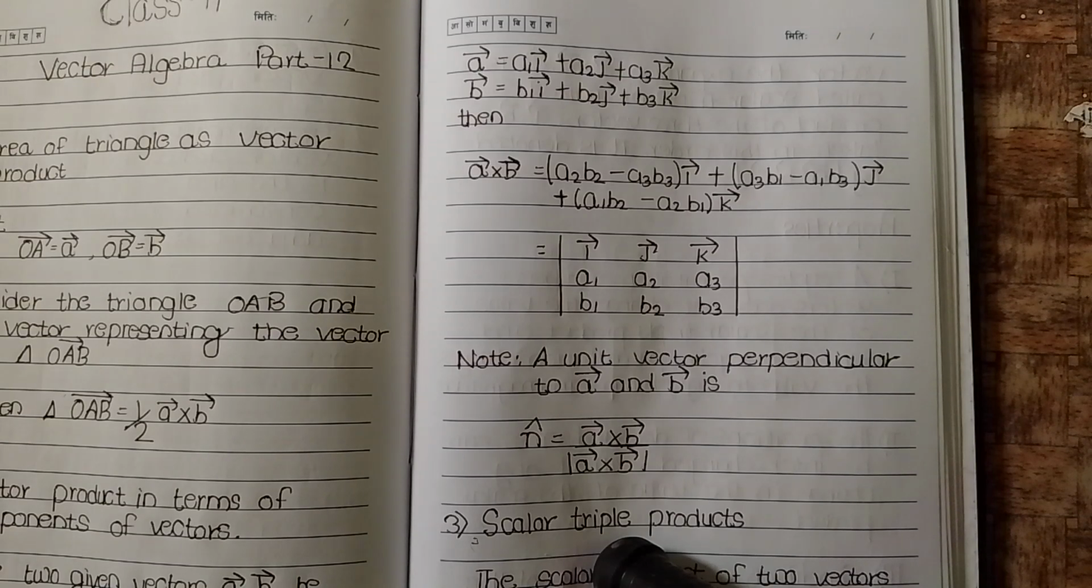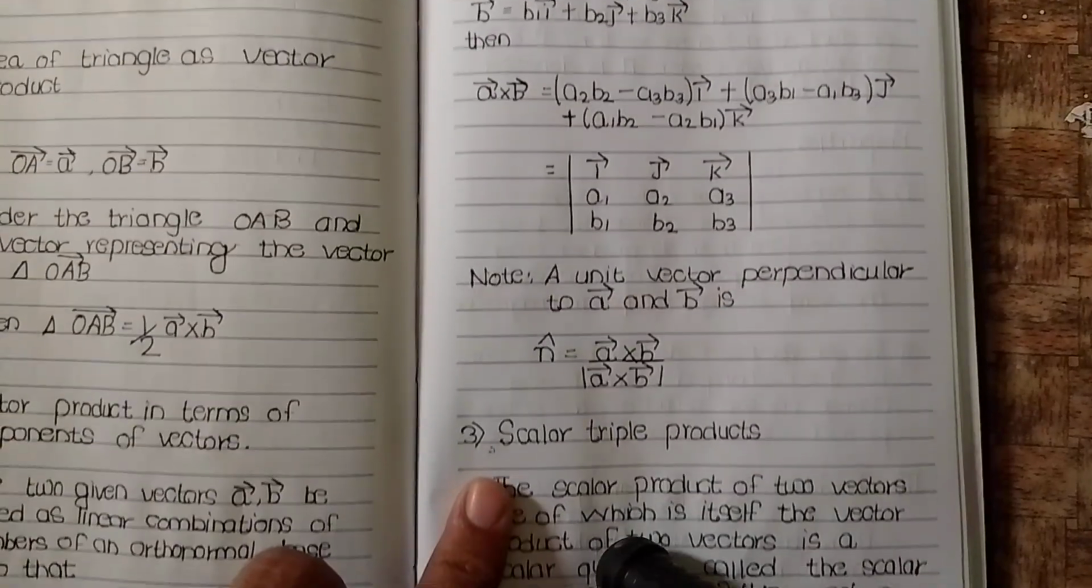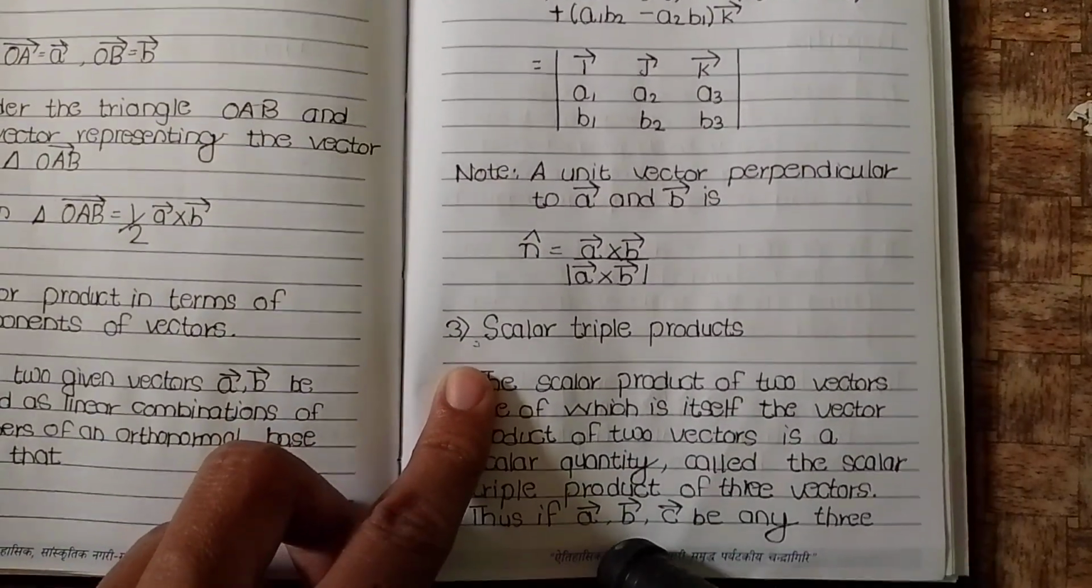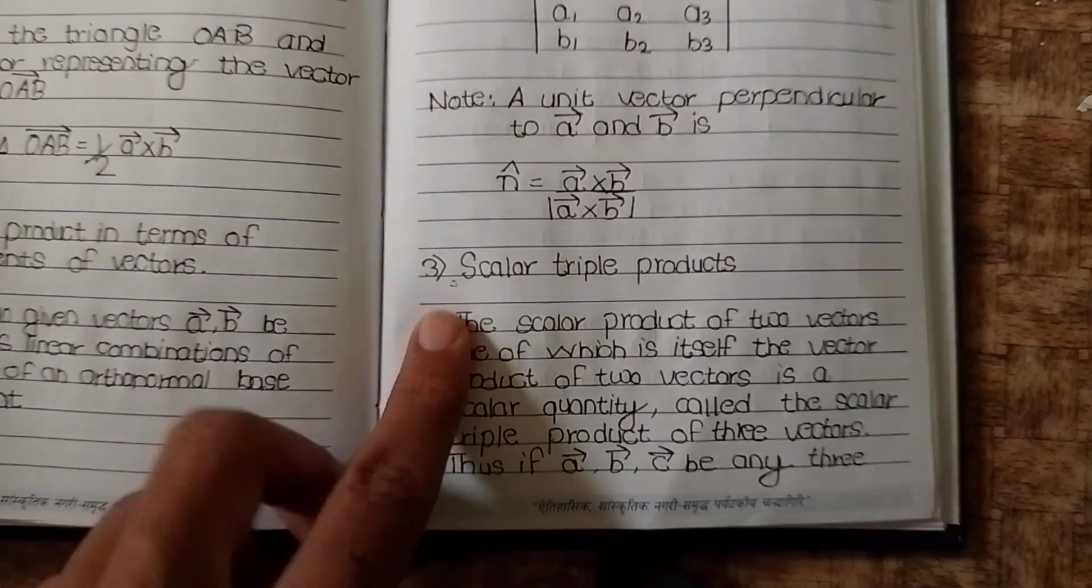Okay, so here is the note that I have written, and it will be quite useful for you. A unit vector perpendicular to A vector and B vector is n cap is equal to A vector cross B vector by modulus of A vector cross B vector. Okay, so now I will be teaching you about scalar triple products.